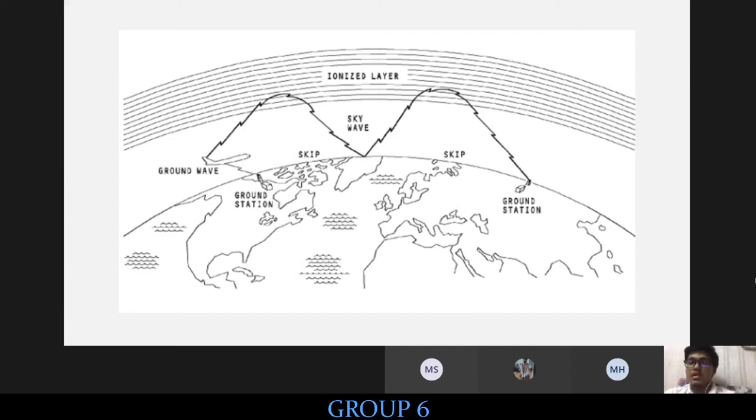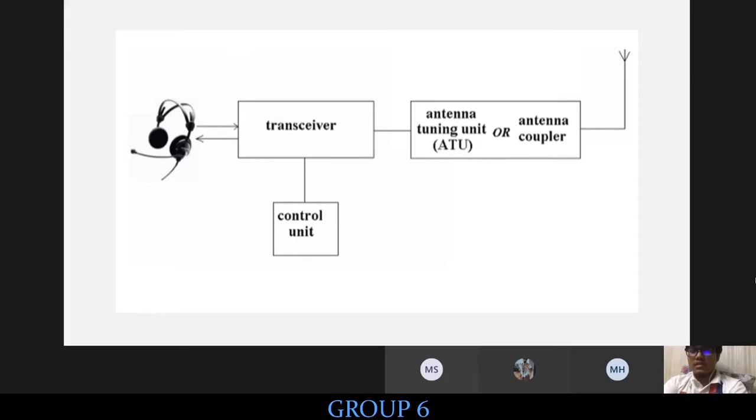This is the step of the transmission of the radio. From the headphones it goes to the receiver control unit, the ATU or antenna coupler, and it goes backward to receive the information.